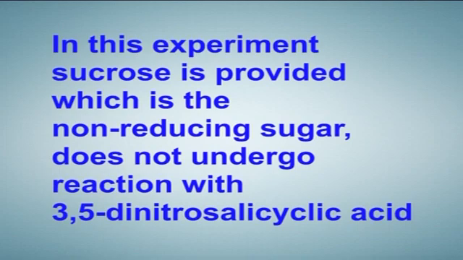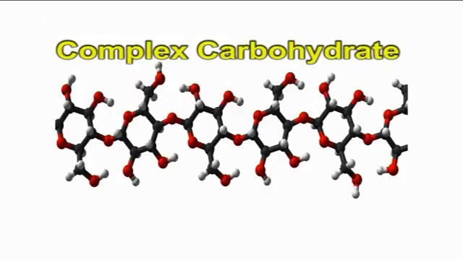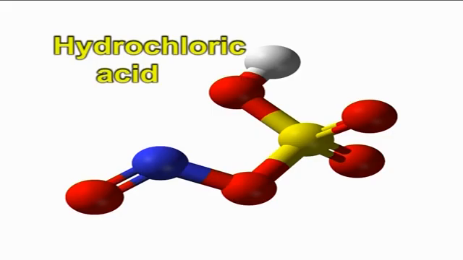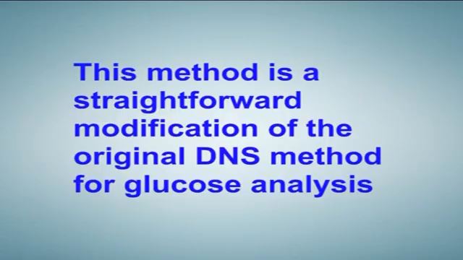acid. Therefore, the sucrose and complex carbohydrates must be broken down into simple sugars like glucose first. The hydrolysis can be done by boiling the sample with hydrochloric acid, and then the pH is adjusted to give a basic solution, under which the conditions are good for reducing sugars. This method is a straightforward modification of the original DNS method for glucose analysis.